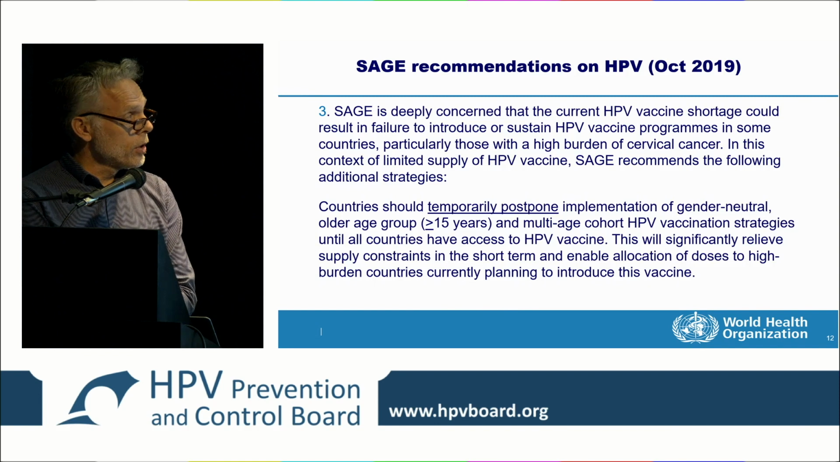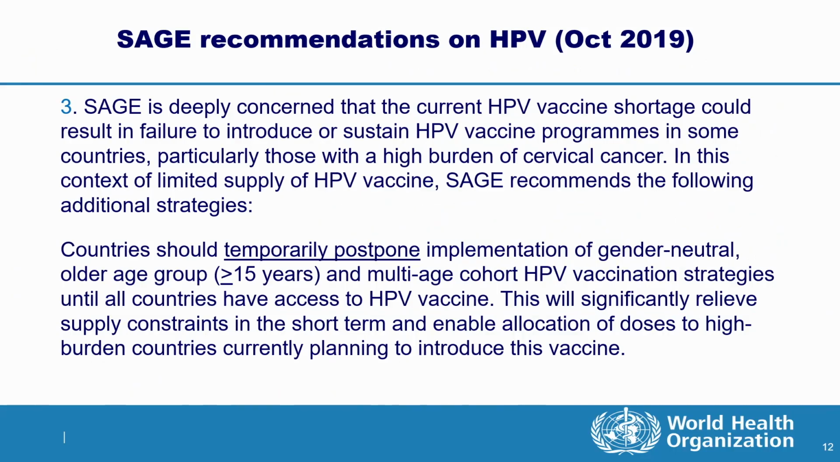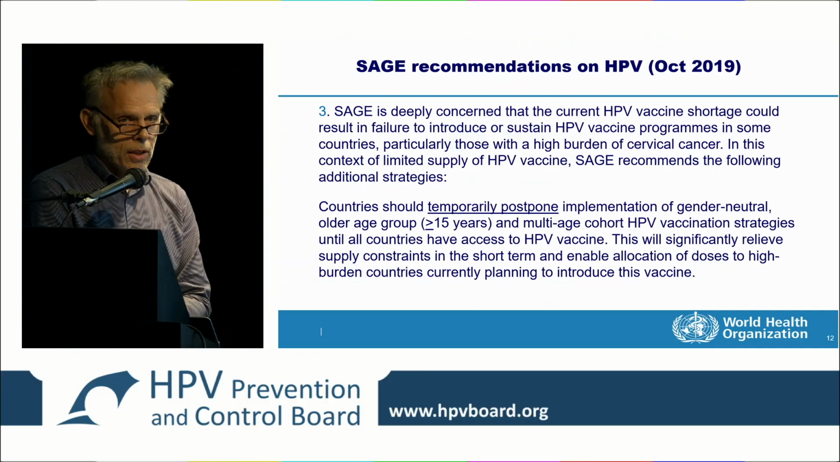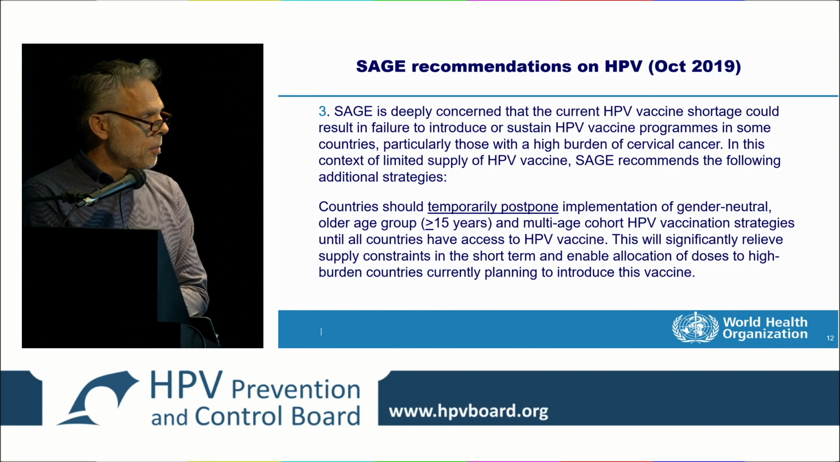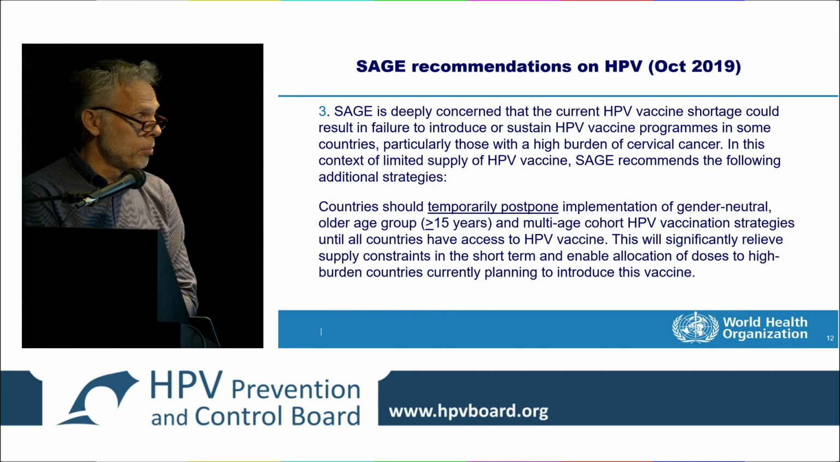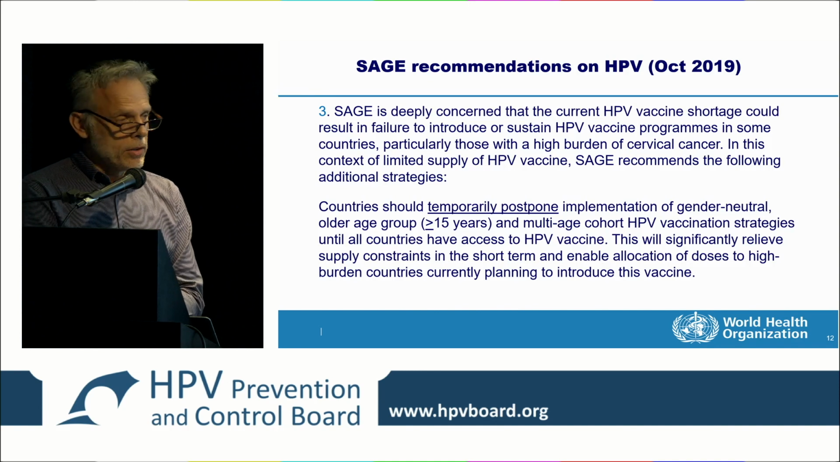So with the concern about the supply situation, we did 2 things. We will come to what alternative strategies are being proposed, but one thing which is in a way a non-strategy is actually saying, please don't do the following things. So the MACs, which in principle we stand behind, the MAC doing a catch-up up to 14, at the moment, let's not do it, because introduction in every country is more important than the MAC. But in a way, not as important, I would say, is gender-neutral and older age group vaccination.